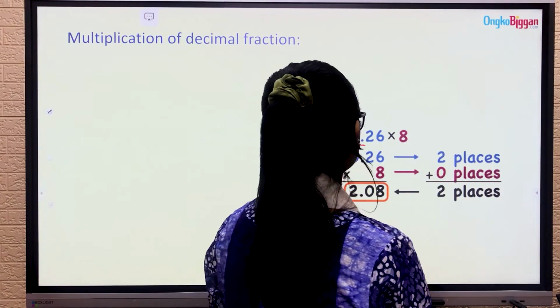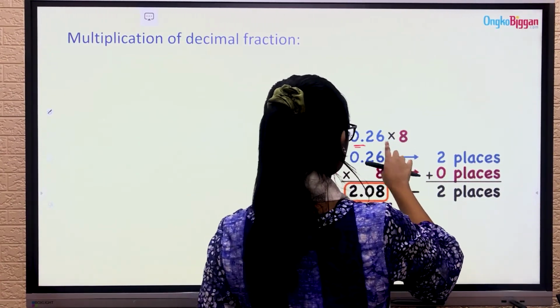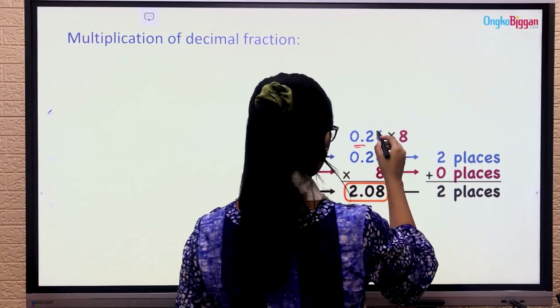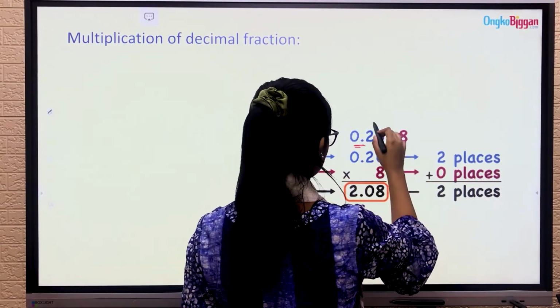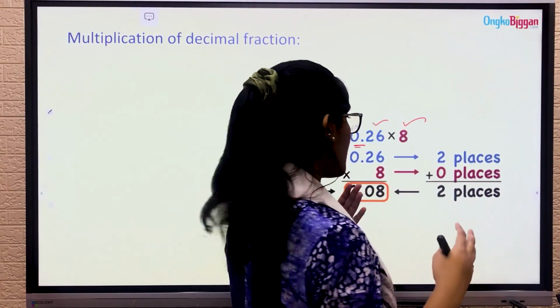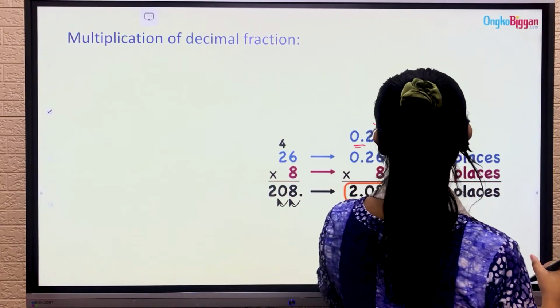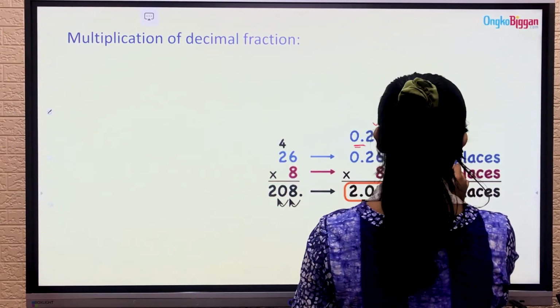We can see in the given question we have two digits after the decimal. We have a decimal after two places in one number and after zero places in the other. We will count after how many places we have the decimal. So after counting, we have the decimal in two places.